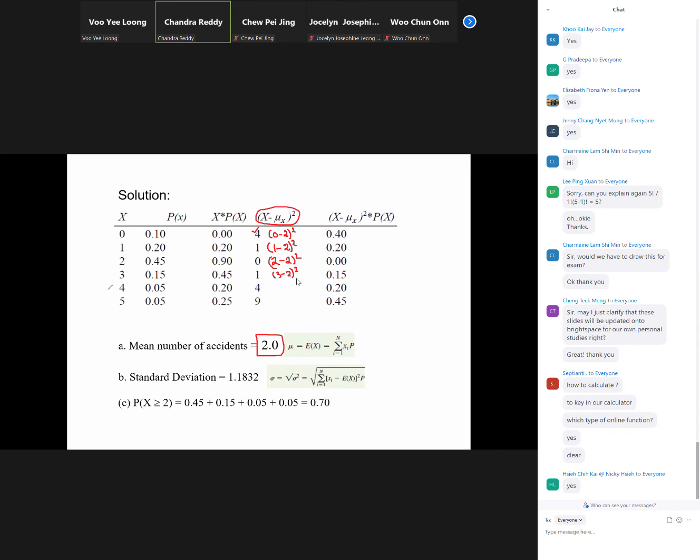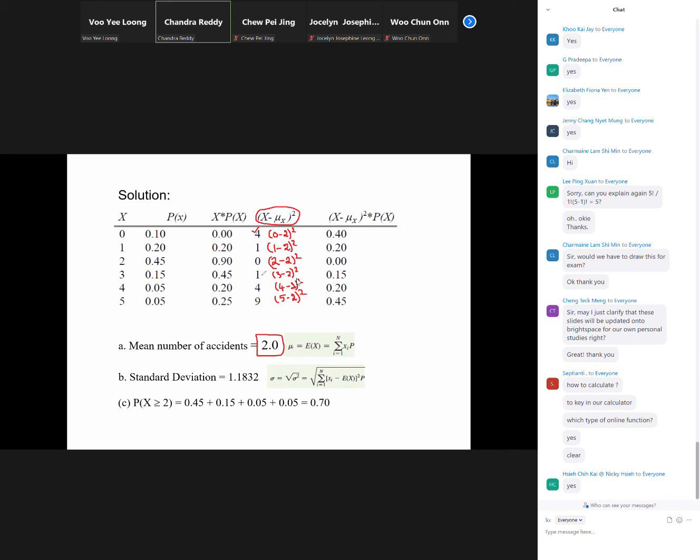So then here you are using 4 minus 2. So x is 4 and mean is 2. So 4 minus 2 whole square. Then here x is 5. The mean is 2. So 5 minus 2 whole square. Okay, so you will get the numbers like 4, 1, 0, 4, 1.